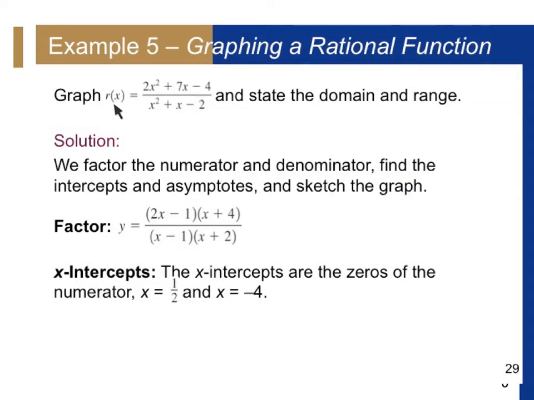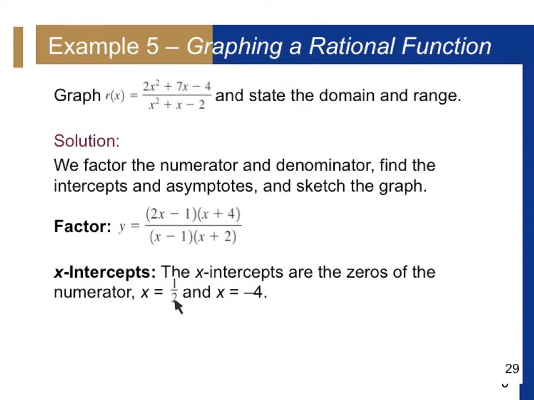Okay, so let's start with this example. R of x equals 2x squared plus 7x minus 4 over x squared plus x minus 2. Start by factoring the numerator and denominator. The numerator gets factored as 2x minus 1 times x plus 4. The denominator is x minus 1 times x plus 2. So first of all, our x-intercepts are just where the top is 0, not the bottom, just the top.